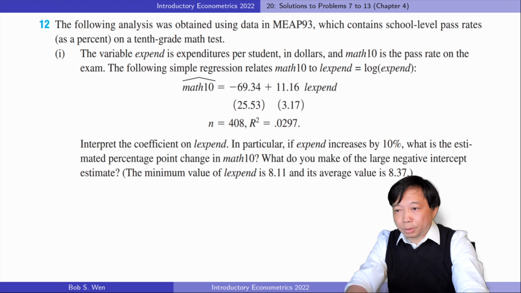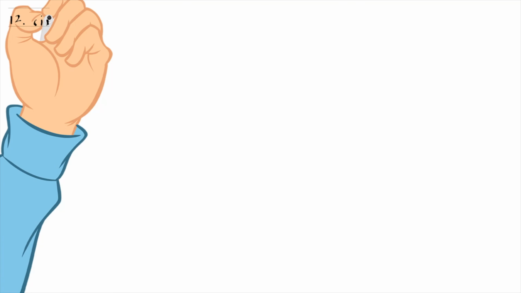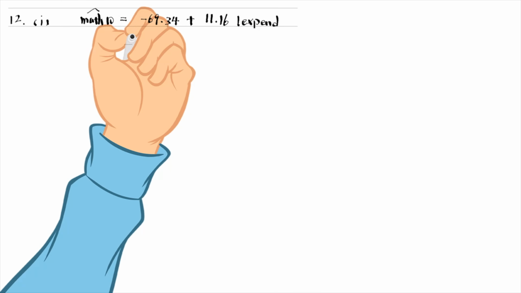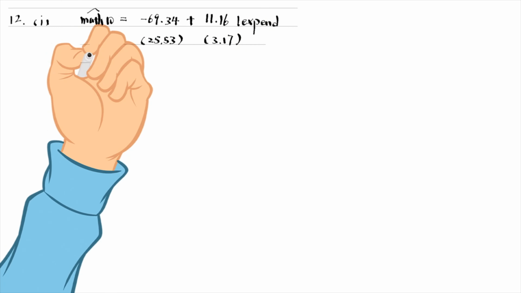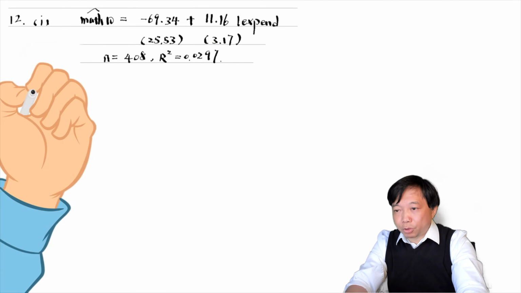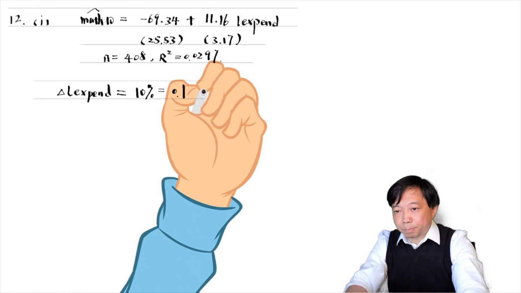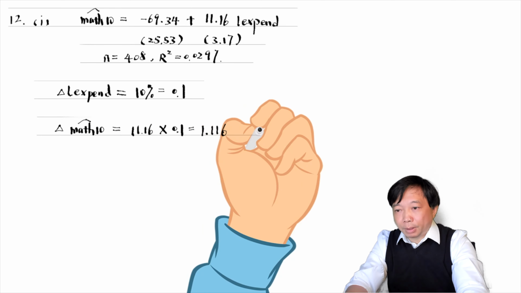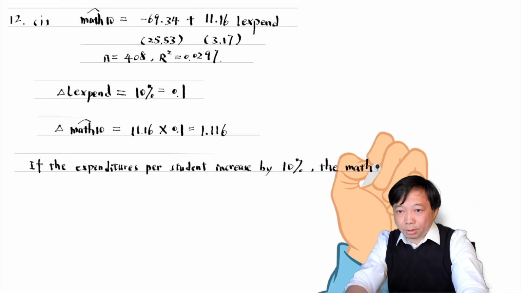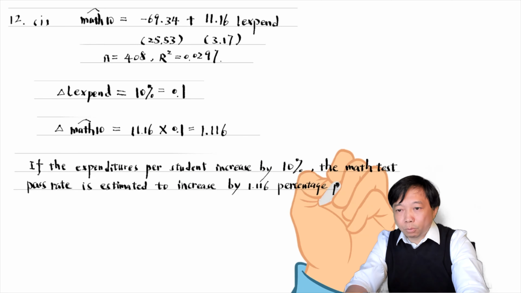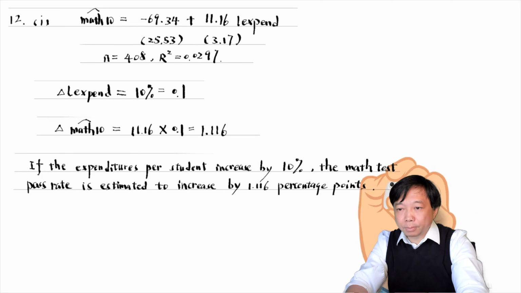The first question is to interpret the coefficient on the log expenditures per student. If the expenditures per student increase by 10%, the math test pass rate is estimated to increase by 1.116 percentage points. 11.16 times 0.1 equals 1.116.